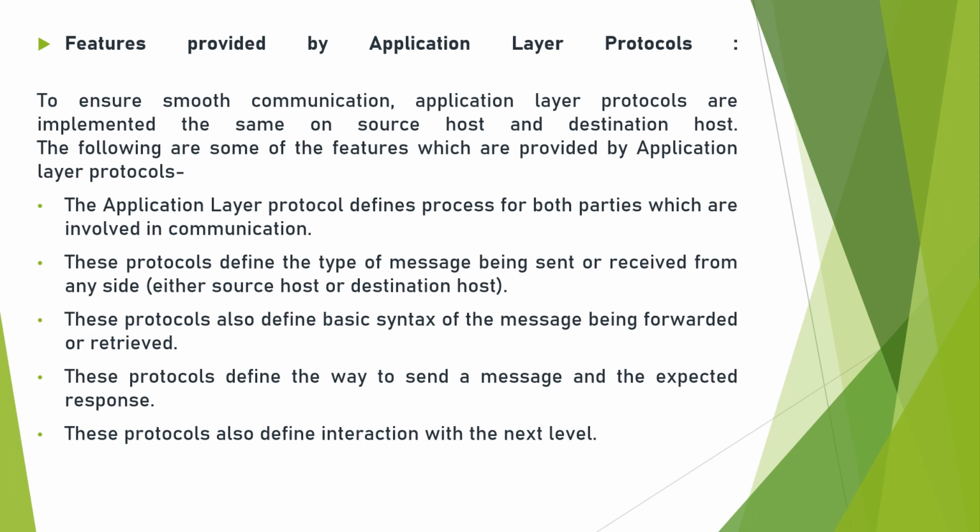Features provided by application layer protocols. To ensure smooth communication, application layer protocols are implemented the same on source host and destination host. The following are some of the features which are provided by application layer protocols. The application layer protocol defines process for both parties which are involved in communication. These protocols define the type of message being sent or received from any site, either source host or destination host.